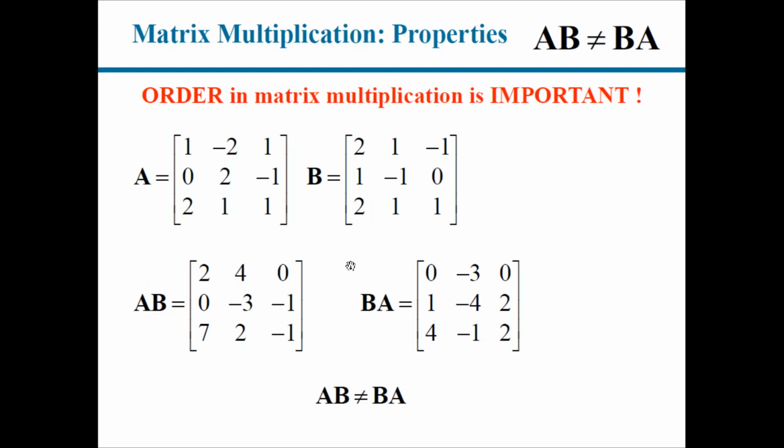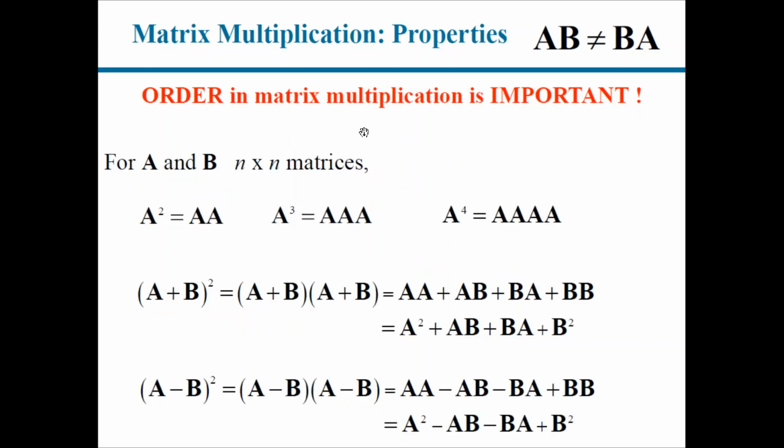Here are two matrices 3 by 3. We did the product AB, we got 3 by 3 matrix here, and BA is another 3 by 3 matrix, and we see very well that they are different because they have different entries inside. So clearly AB is different from BA, so that's super important to remember.